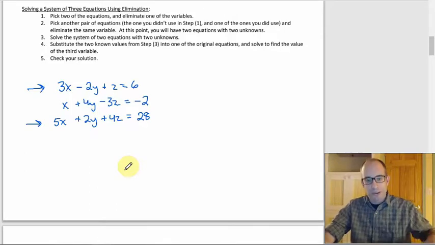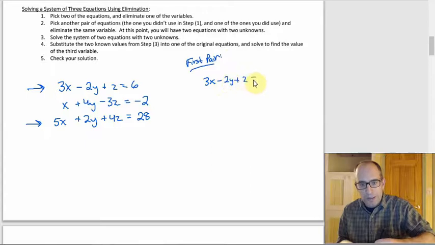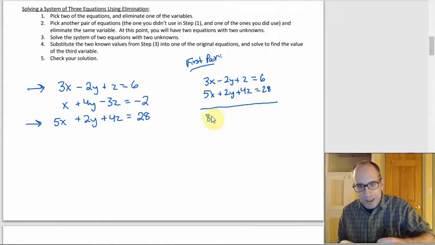So I would pick those first. We've got 3x, so I guess this would be my first pair over here. I'd have 3x minus 2y plus z equals 6, and then 5x plus 2y plus 4z equals 28. Then I would add those together and I'd get 8x. I'd have no y term because those are going to add out, plus 5z equals 34.